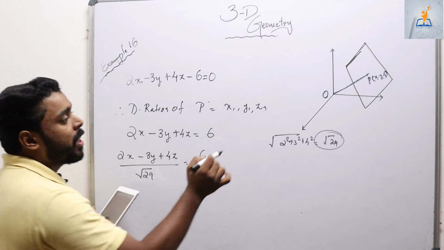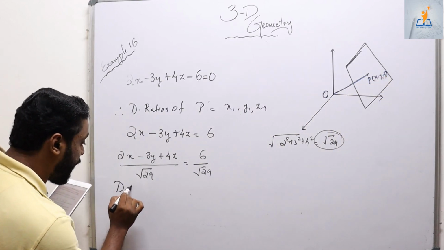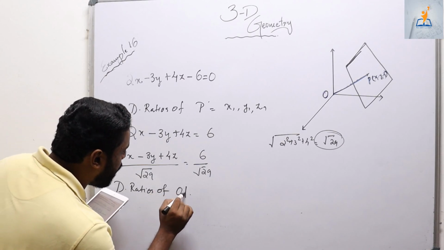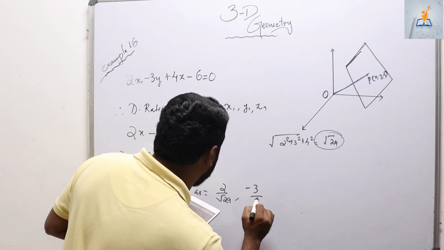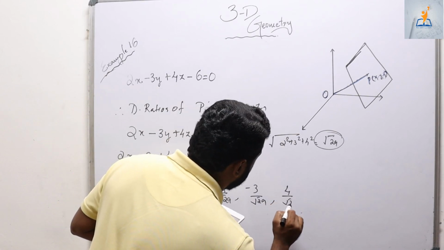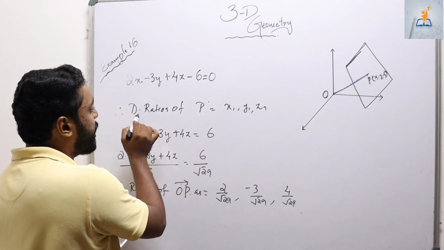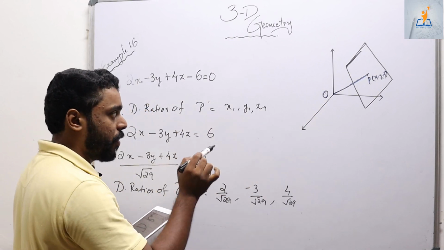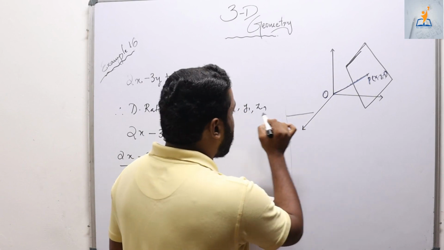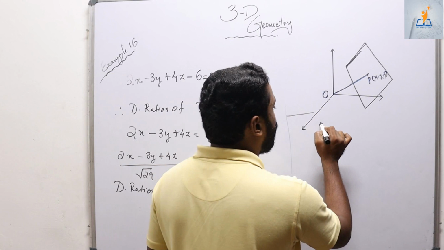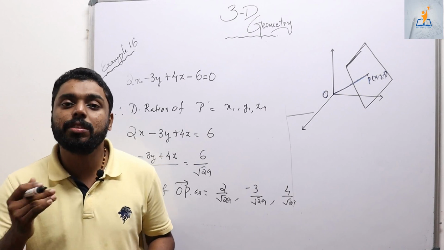Now from it we can have the direction ratios of this line OP. Vector OP is nothing but 2 by root 29, comma minus 3 by root 29, comma 4 by root 29. Now since these are the direction ratios of the line OP, and also we have the direction ratios of P as x1, y1 and z1, we are given two direction ratios of the same line OP, right? Therefore, the direction ratios must be proportional to each other. We know that a line can have infinitely many direction ratios, but the only condition is that the respective direction ratios must be proportional.